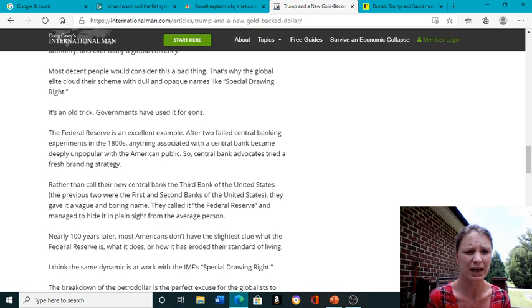After 2 failed central banking experiments in the 1800s, look them up, anything associated with a central bank became deeply unpopular with the American public. So central bank advocates tried a fresh branding strategy. Rather than call their new central bank the third bank of the United States, the previous two were the first and second banks of the United States, they gave it a vague and boring name. They called it the Federal Reserve and managed to hide it in plain sight from the average person. Let's talk about the Federal Reserve.